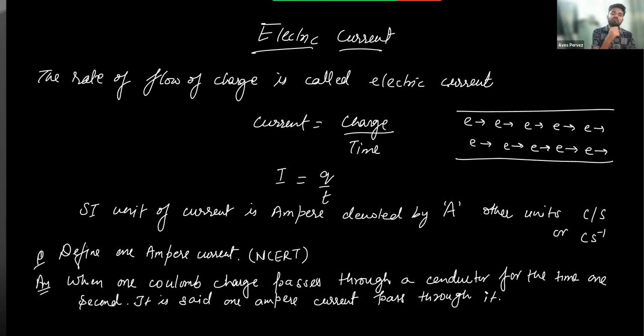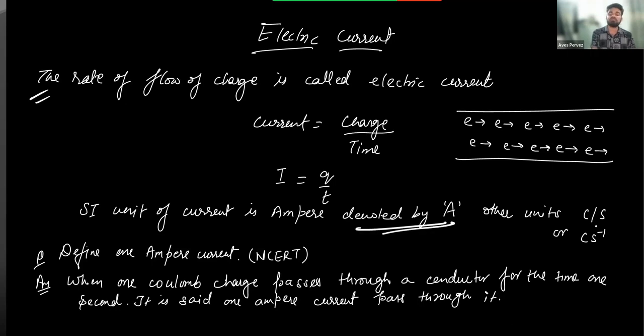For example, if 1 coulomb of charge is flowing in 1 second, it is considered to be 1 ampere current. If 3 coulomb of charge is flowing through a conductor, then we say that the current flowing through it is 3 ampere. Electrons are the charge carriers, so if electrons flow, charge is flowing. So the rate of flow of charge is called electric current, and the SI unit of electric current is ampere, which is denoted by capital A.